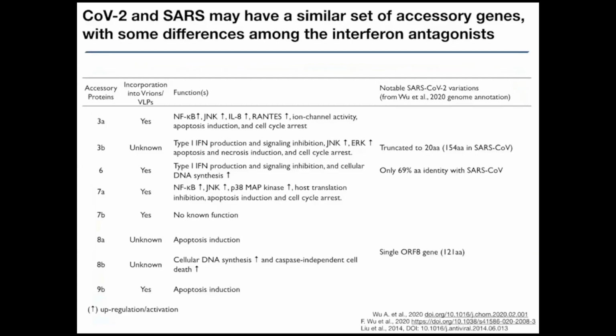Now, as I told you, the coronavirus and SARS have similar sets of accessory genes, slightly different, and some of the differences are particularly important as interferon antagonists. And these are the accessory proteins on the left, and you can see whether they incorporate into the virions or VLPs, and they have properties for NF-kappa B activation, the type 1 interferon responses, and of course apoptosis induction, cellular DNA synthesis, and so on. So some of these proteins, especially the ones that relate to type 1 interferon, will be particularly important to potentially even create live attenuated vaccines that could protect against the virus.